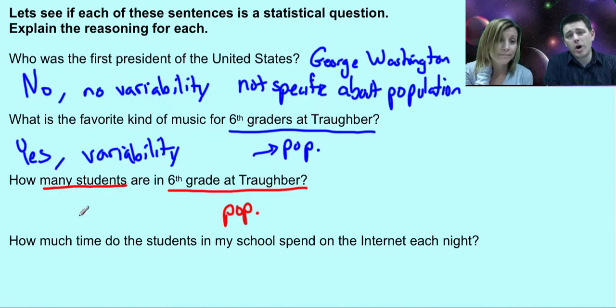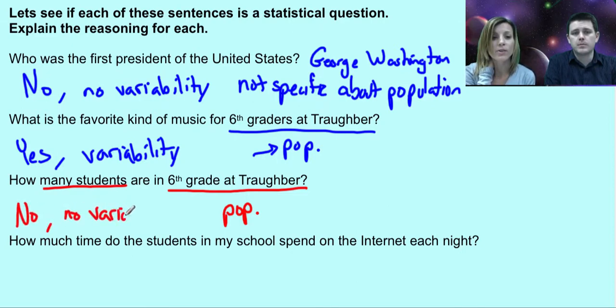Yeah, either you're right or wrong, but there's really only one answer to the question. No, this is not a statistical question because it's one numerical answer, no variability. And get used to using that word variability. Be able to speak the language of statistics here.